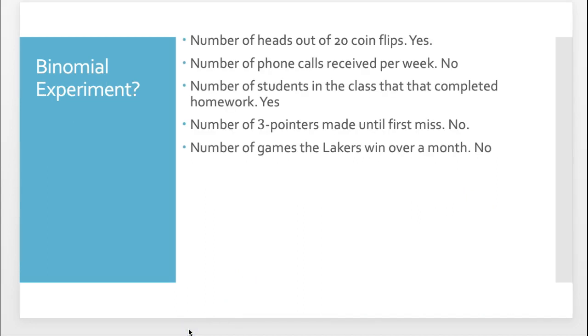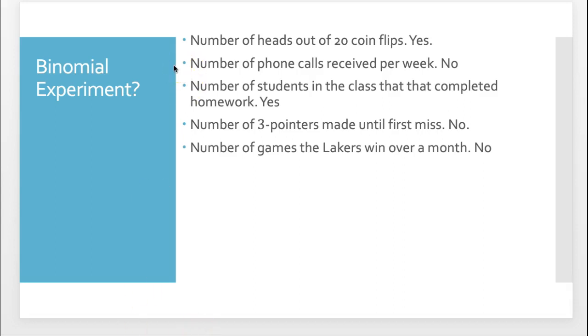So just to look at some examples here, we say number of heads out of 20 coin flips. Is that a binomial model? Well, we could say yes, it is, right? So the number of trials is fixed. Outcome of each coin flip is independent. The probability of heads is the same for every coin flip. And there's only 2 outcomes per trial, either heads or tails, right?